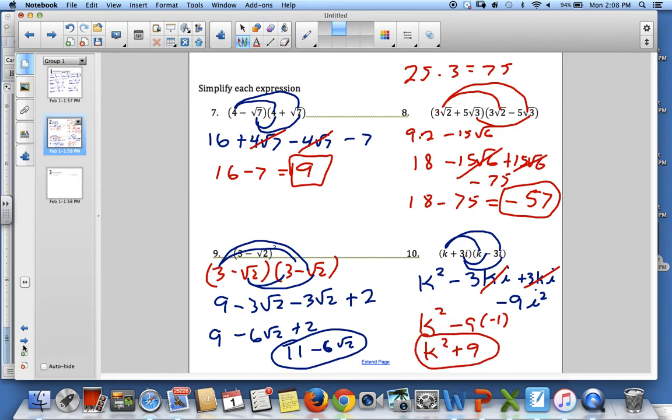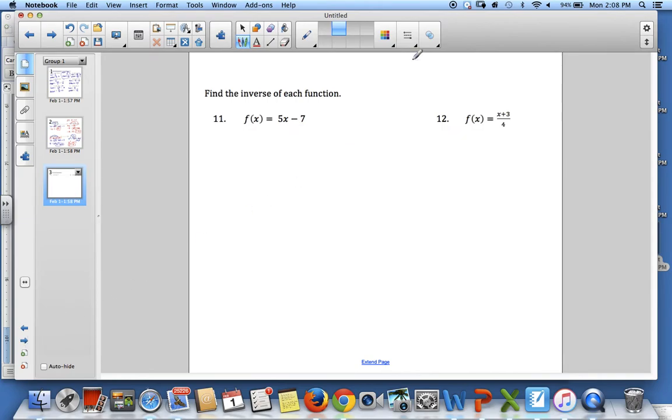Okay, and the last set of problems they asked for is to find the inverse of each function. So I think of this as a y, and then I switch the x and y. So I have x equals 5y minus 7. And now it's just an 8th grade solve for y. Add 7 to both sides. x plus 7 equals 5y.